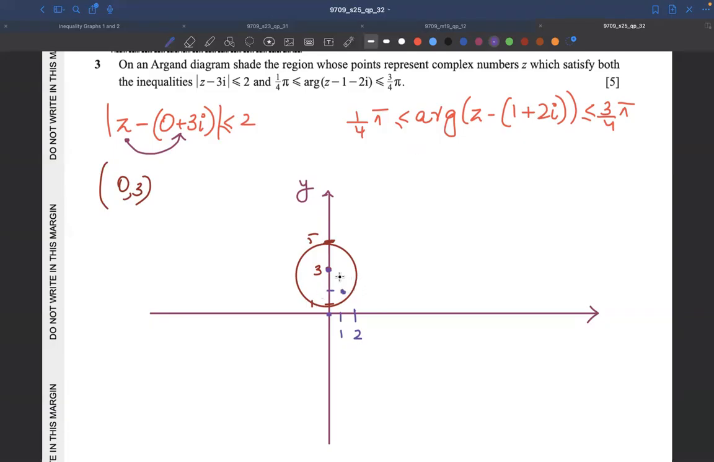and 3 upon 4 pi. So if I make an imaginary line over here, 1 upon 4 pi is roughly 45 degrees, so we can make it like this. And 3 upon 4 pi is 135 degrees, so it would be in this direction. And as the angle is in between and the area is within the circle, we will be shading this area over here, as the argument within this area is between 1 upon 4 pi and 3 upon 4 pi, and also the modulus or the distance is less than or equal to 2, which basically means it is within the circle. And this is the area that we'll have to shade.